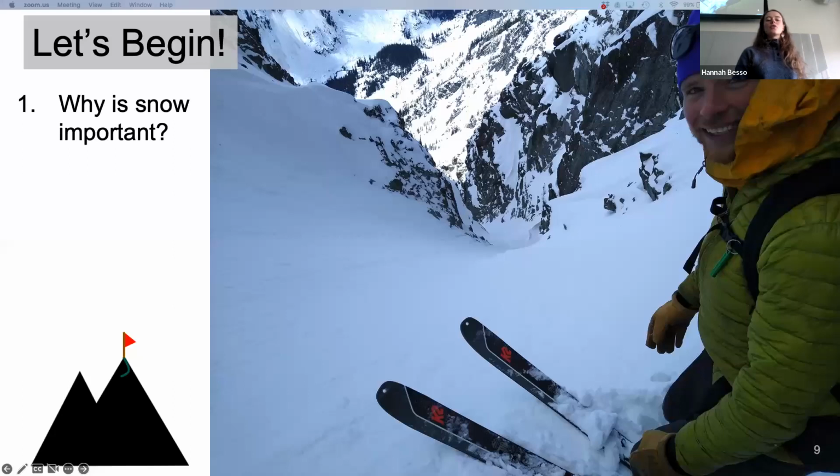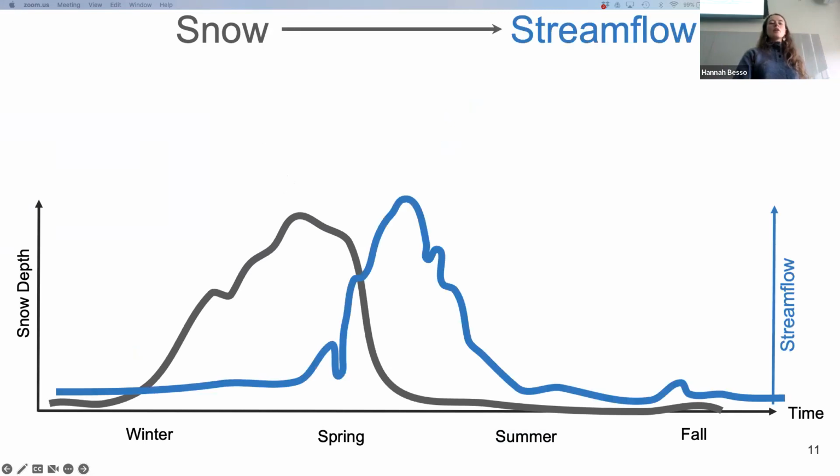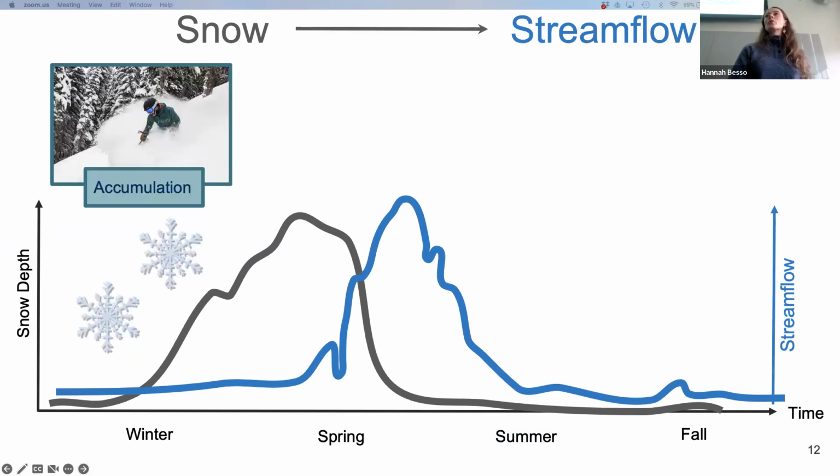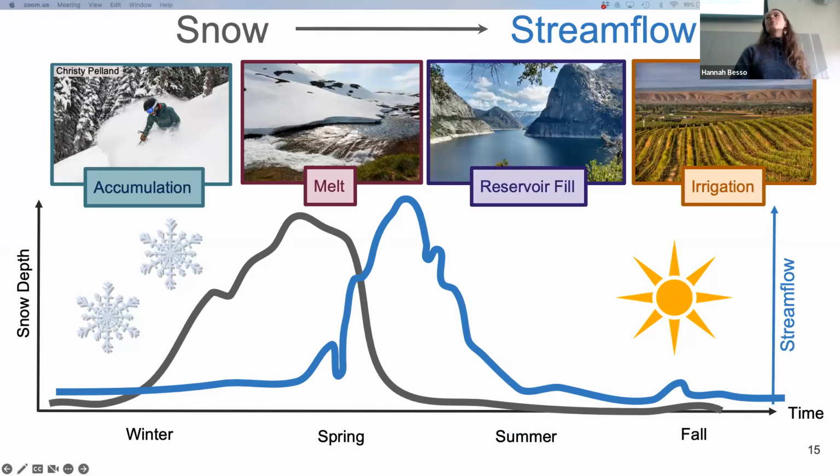and answer the question, why is snow important? This here is kind of a generalized graph of the evolution of snow depth throughout a season. On the y-axis, we have snow depth, and on the x-axis, we have time. In the springtime, snow melts and creates stream flow. So during the winter and fall, we get the accumulation of snow, and this is the time when we like to go skiing in the mountains and play in the snow. In the springtime, it melts and fills our reservoirs, which then provides stream flow later in the summer for irrigation and our use as drinking water, etc.